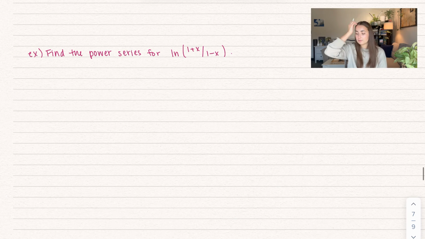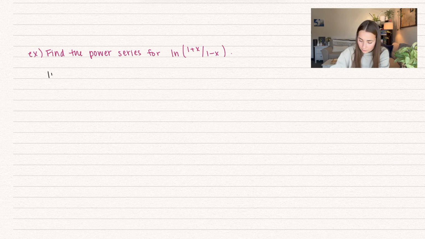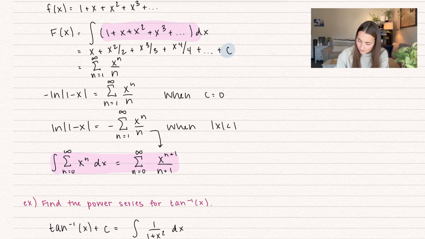Let's try one more. Here we want to find the power series for this function. So let's go ahead and rewrite this. We know if we have division, it's actually going to be subtraction with natural logs, right? So that's going to be natural log of 1 plus x minus natural log of 1 minus x. And actually, we already found natural log of 1 minus x. Let's scroll back up. We have it right here. The natural log of 1 minus x is equal to this whole thing. So let's go ahead and rewrite that.